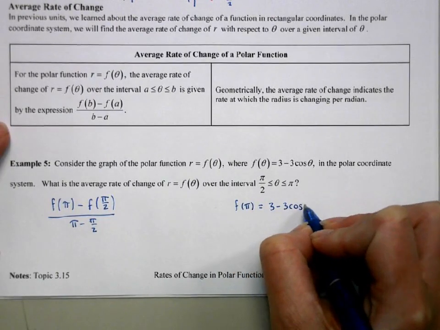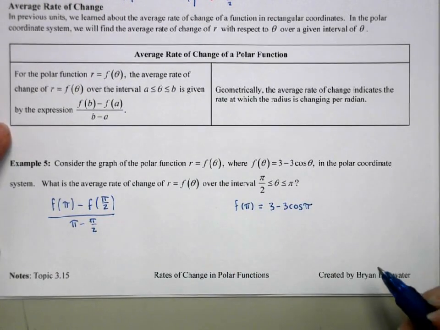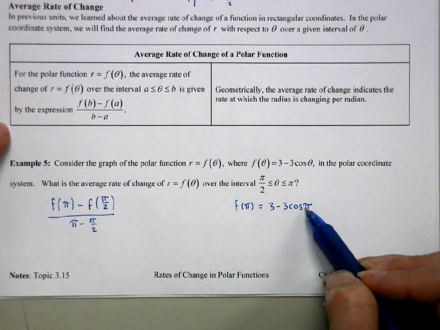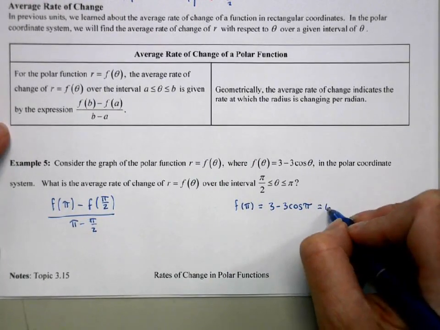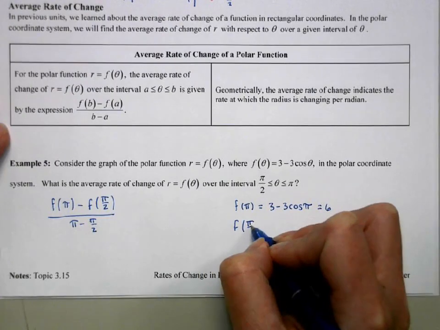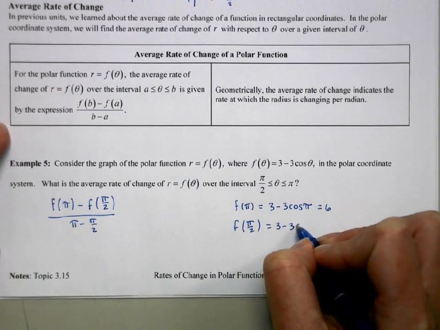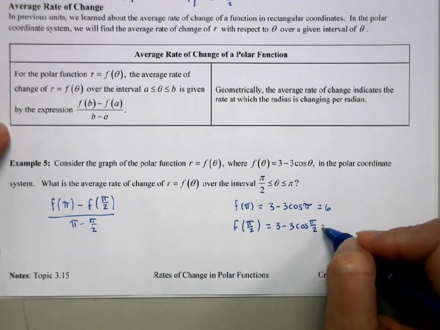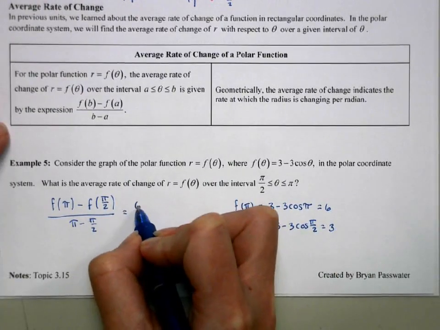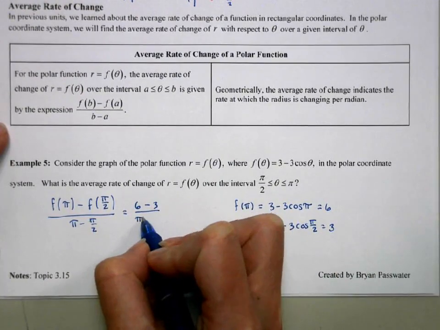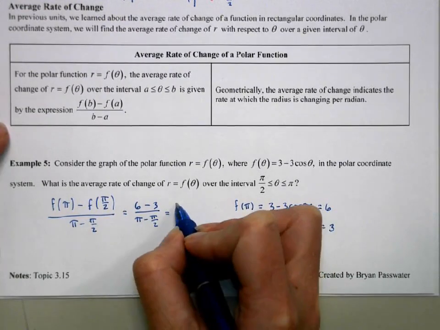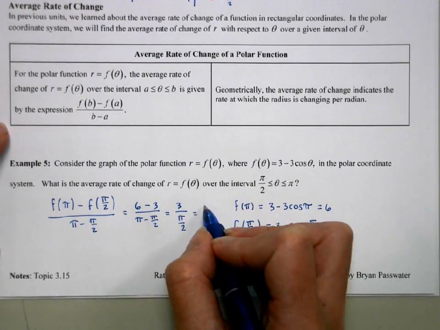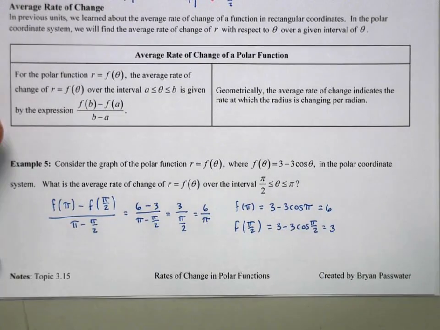Okay, cosine of pi is negative 1. So if I have 3 minus a negative 3, that's going to be a positive 6. Cosine of pi over 2 is 0, so 3 minus 0 is 3. So back to my formula, we have 6 minus 3 over pi minus pi over 2. 6 minus 3 is 3. Pi minus pi over 2 is pi over 2. So if I multiply by that reciprocal, we get an average rate of change of 6 over pi.